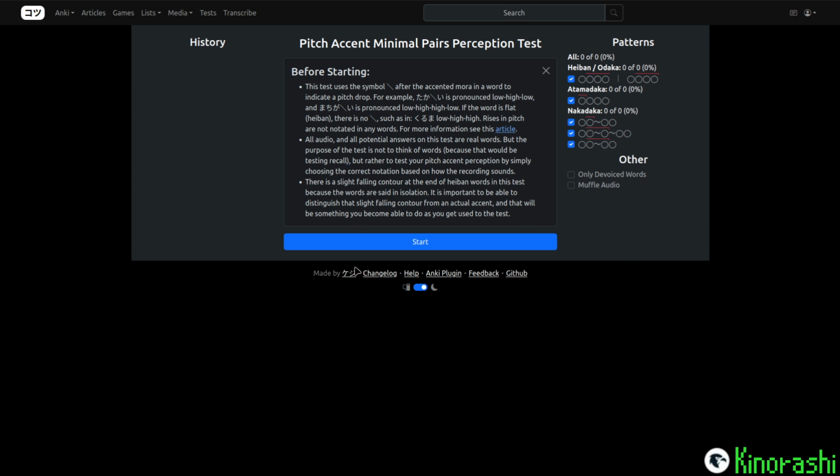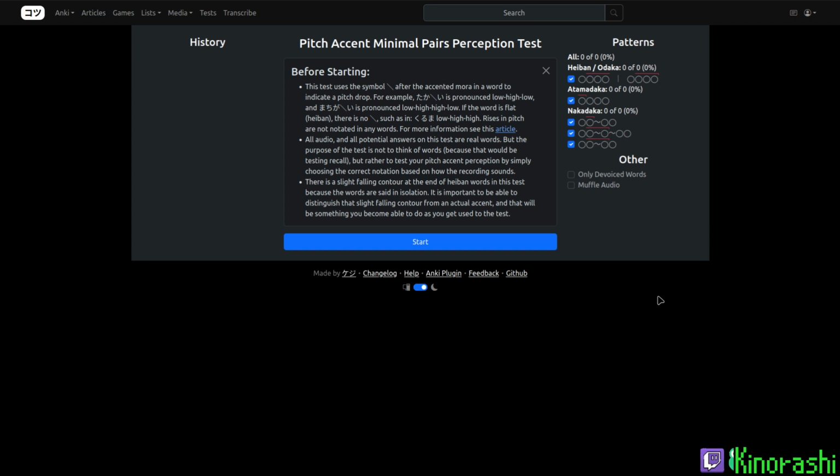Let's see. Here's one I wanted to see. Hashi, 橋. Okay, that is bridge. 橋 hashi.